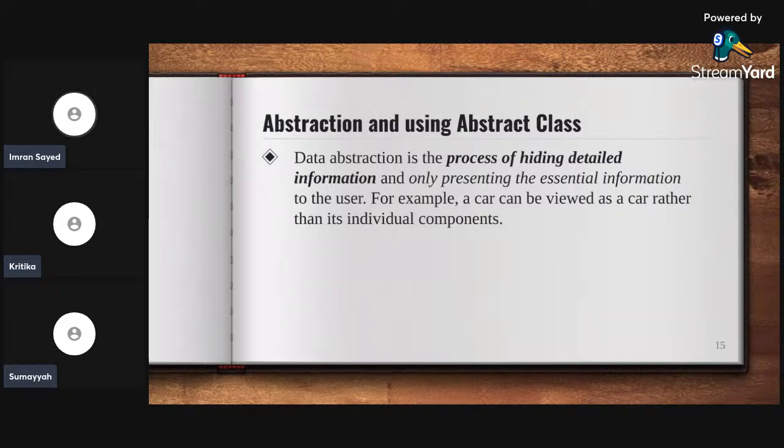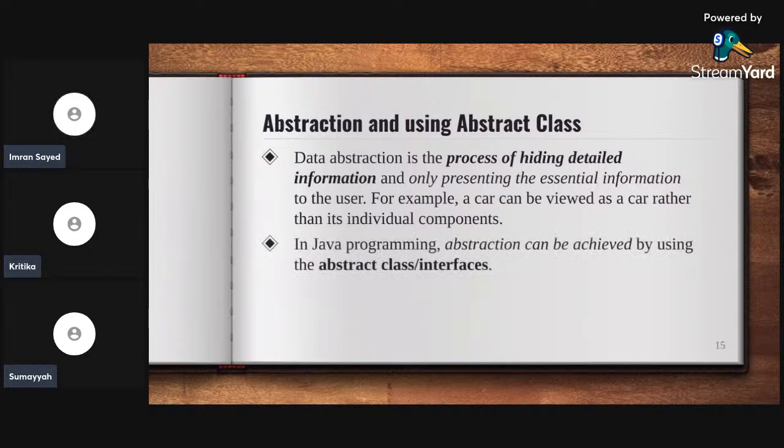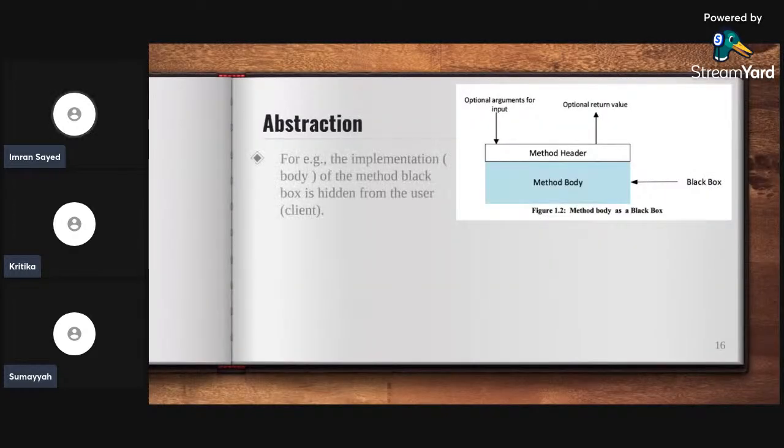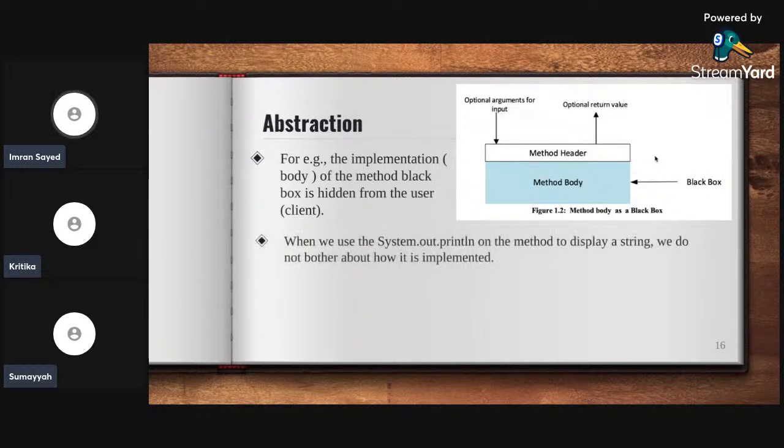So, what is abstraction? Abstraction is the process of hiding detailed information and only presenting the essential information to the user. For example, a car can be viewed as a car rather than its individual components. And abstraction can be achieved using abstract classes or interfaces. Any user can use a method without knowing about its implementation details. For example, the implementation body of the method is a black box, hidden from the user. When we use System.out.println to display a string, we do not bother about how it is implemented.